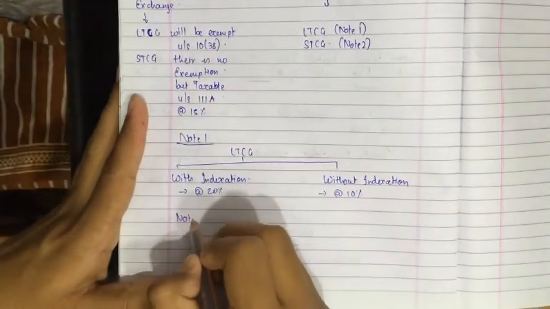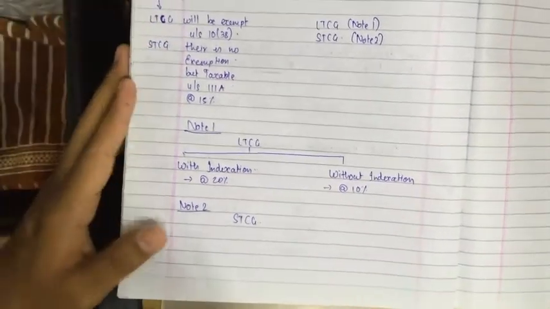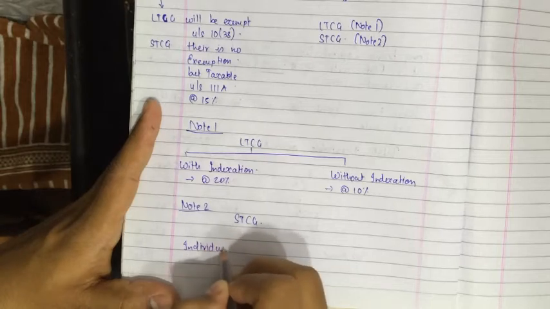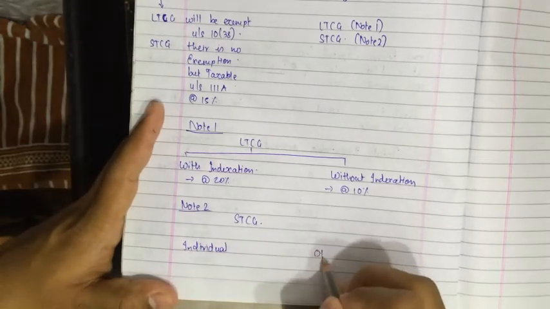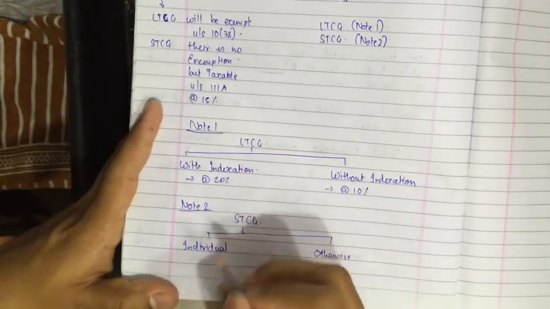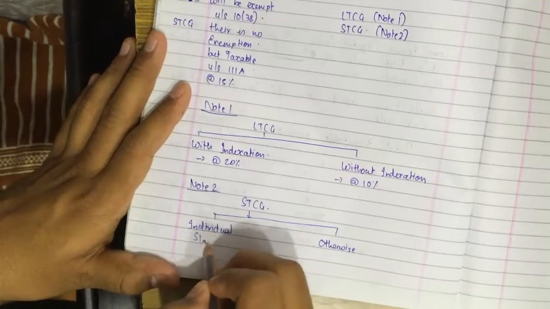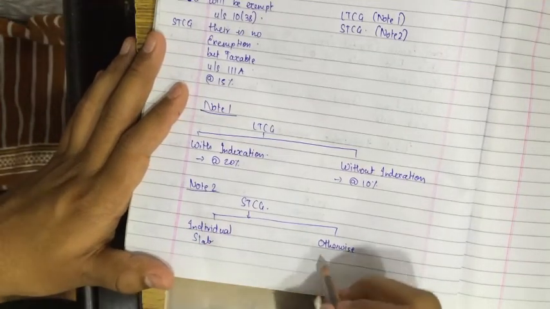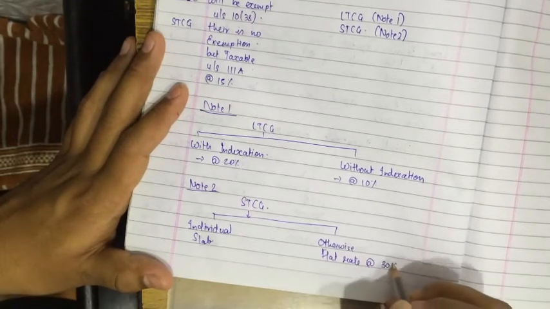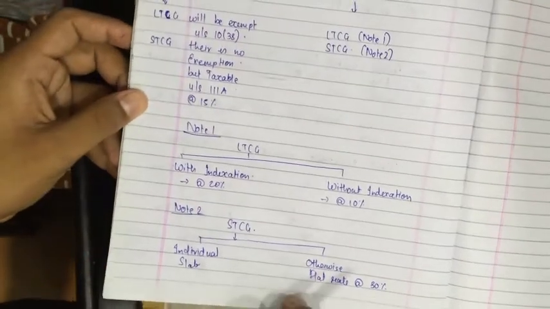Note 2. Short-term capital gain. If it is owned by an individual or otherwise, other than an individual: if an individual, then what? Short-term capital gain, I've already taught you, that is slab rate. But otherwise, a flat rate of 30% on the short-term capital gain. Are you getting this?